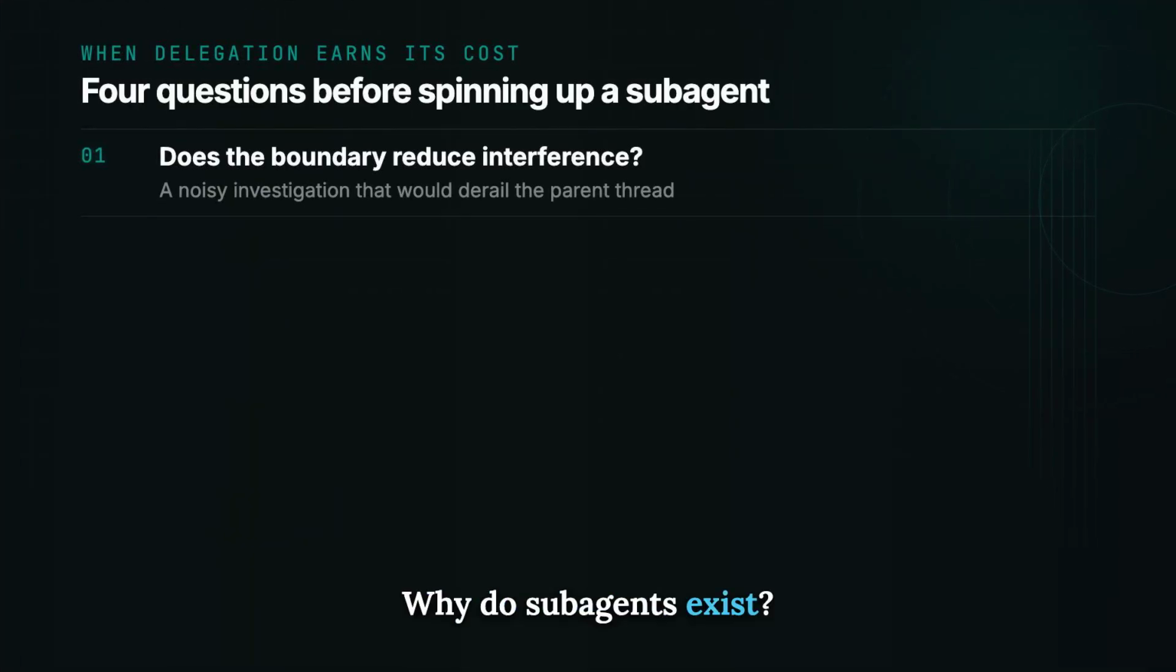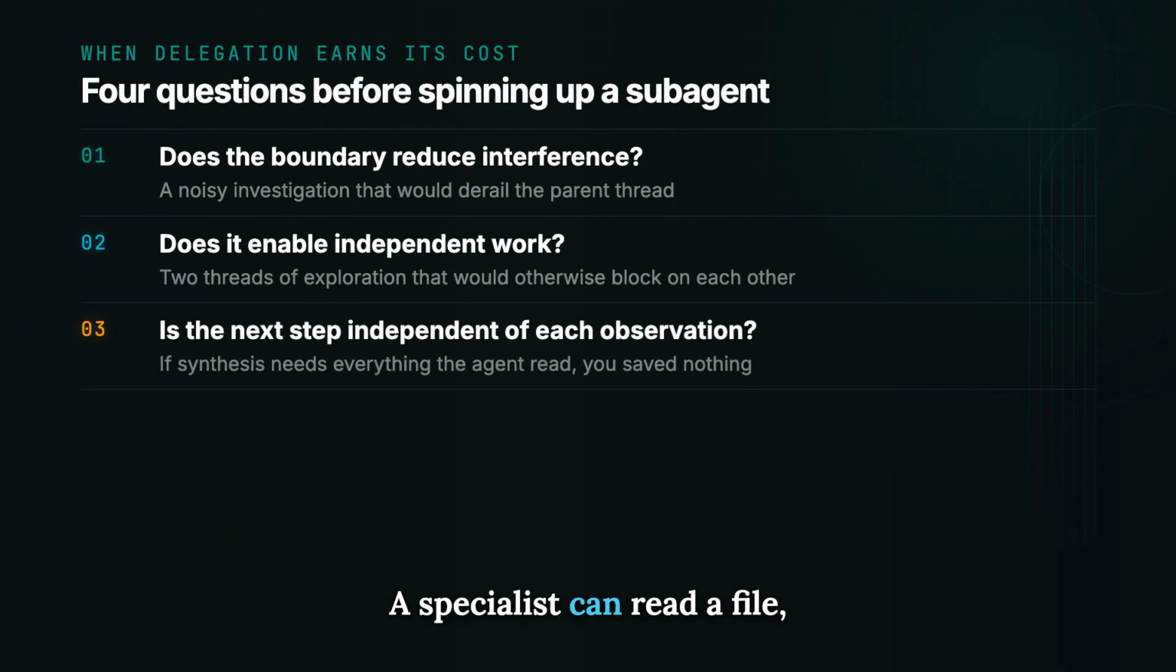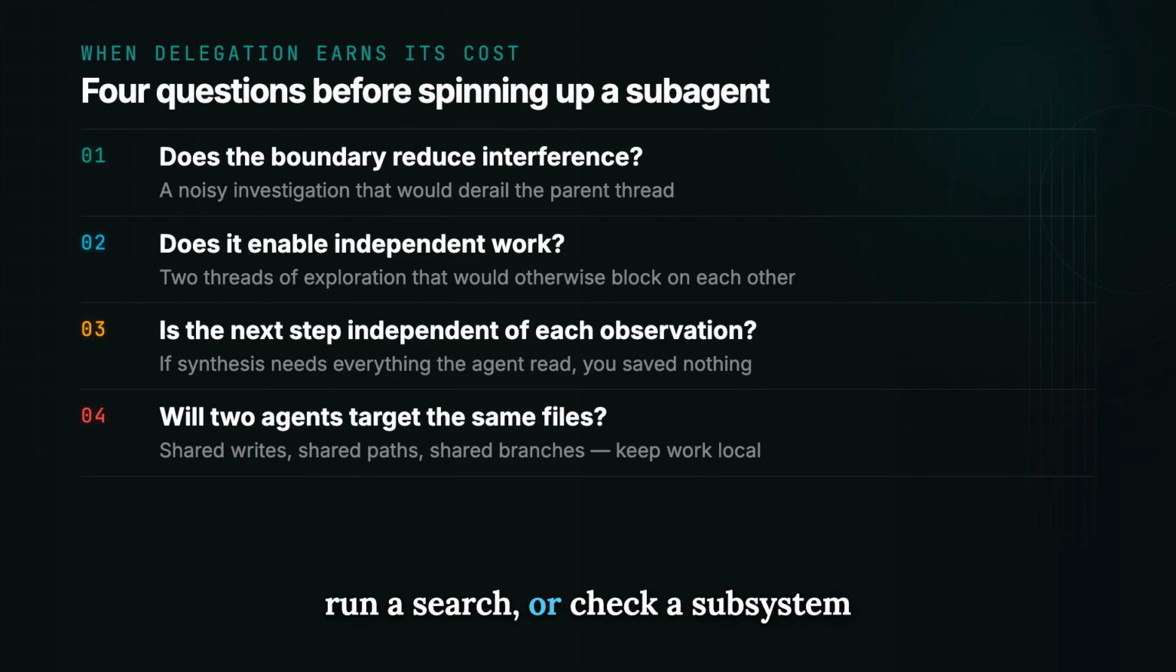Why do subagents exist? A specialist can read a file, run a search, or check a subsystem without polluting the main context with every intermediate thought. The boundary only earns its cost when it reduces interference, a noisy investigation that would derail the parent, or enables independent work that would otherwise have to wait.